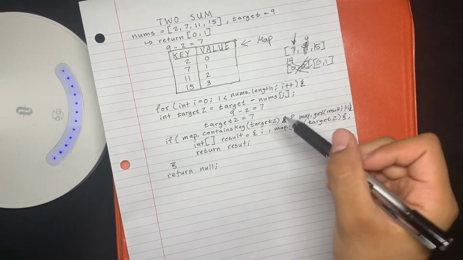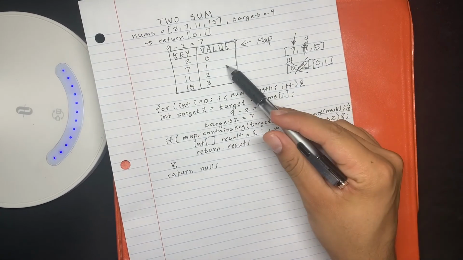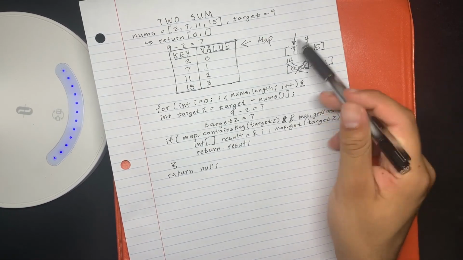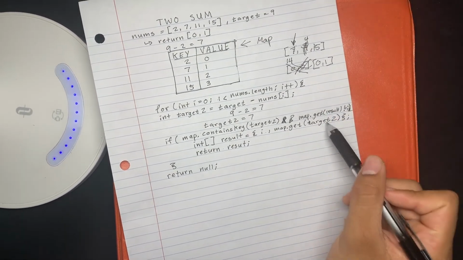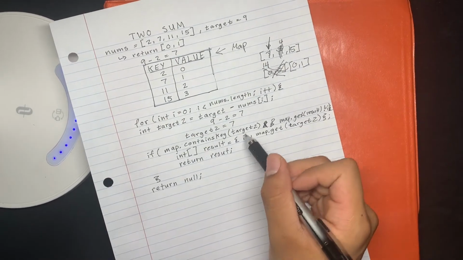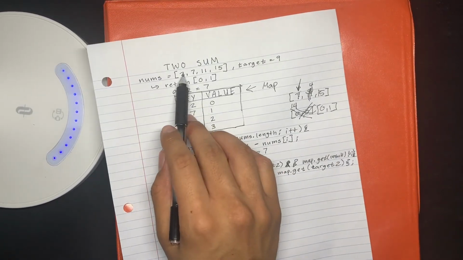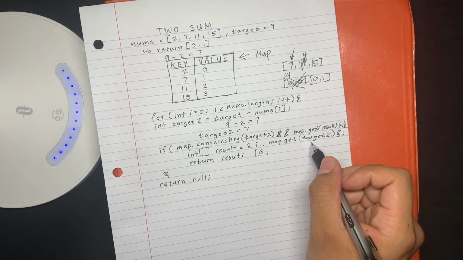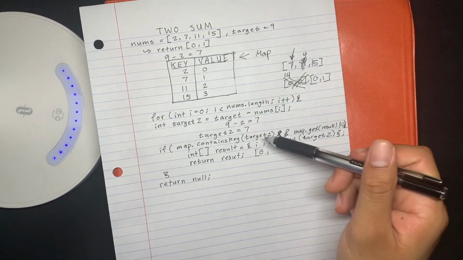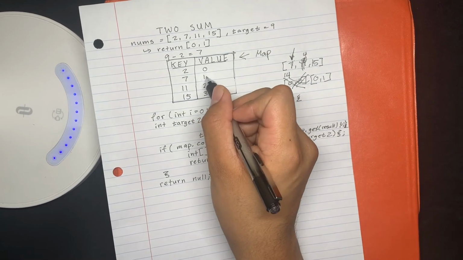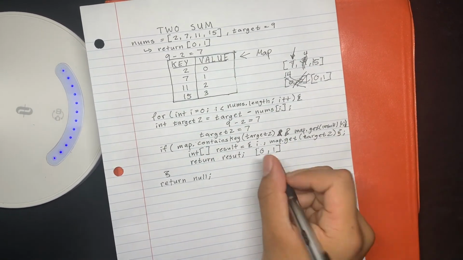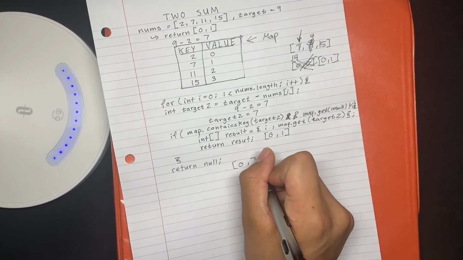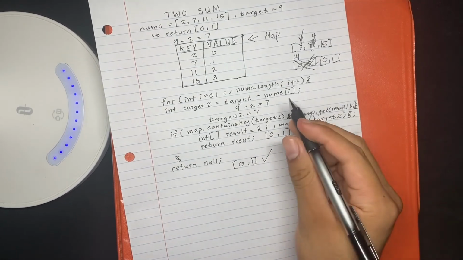So again, this check checks if it's inside the hash map, and this check makes sure that it doesn't count for its own self. So this scenario right here wouldn't work. Once we get that, we get I, which would be the number that we're at, so it would be 0. Then we get map.get target 2, which would be 7, and it would be 1 right here. So 1, and then we return this array. So the result would be 0, 1, which is what we're looking for.